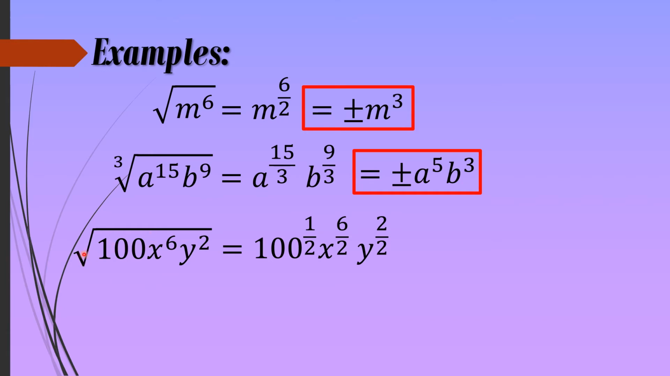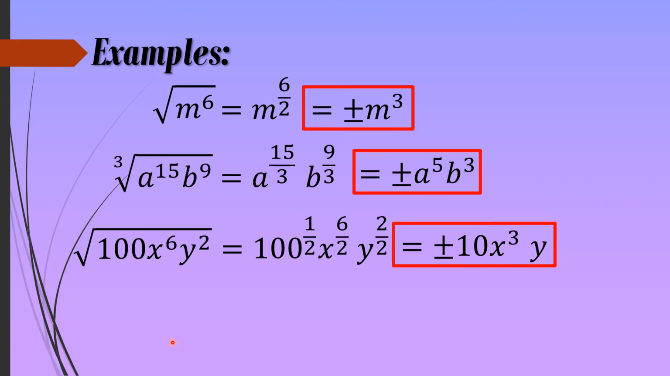And then, since ang symbol natin is square root, so that is 2. 100 raised to 1 half, x raised to 6 over 2, or 6 divided by 2, and y raised to 2 over 2. So again, you will just divide the exponents of x and y, and then let us get the half, or the 100 raised to 1 half. So the final answer is positive or negative 10 x cubed y. Because 6 divided by 2 is 3, and 2 divided by 2 is 1. And then 10 times 10 is 100.